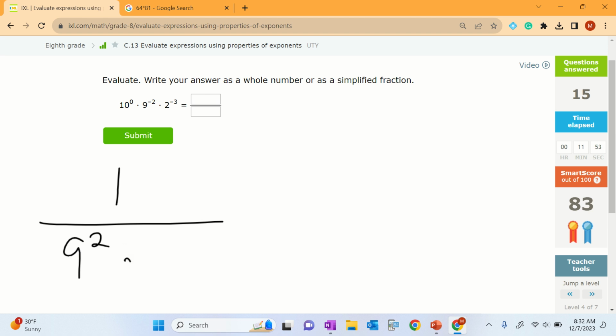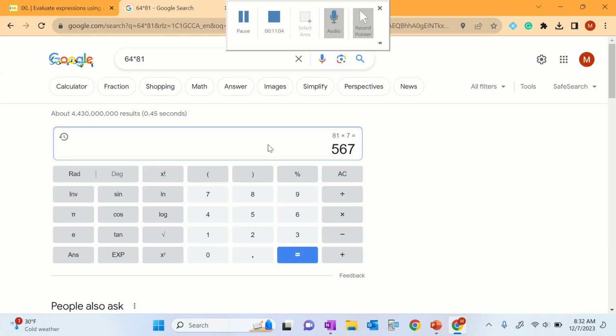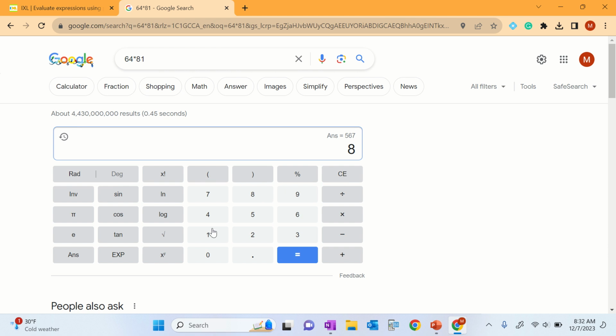It's going to be multiplied by, we have 2 to the power of negative 3. That's another negative exponent, so I move it to the other side. 2 to the power of positive 3. And now we just multiply 1 over 9 times 9 is 81. Multiplied by 2 times 2 times 2 is 8. 81 times 8, I'm going to go to my calculator again. 81 multiplied by 8, and we get 648.